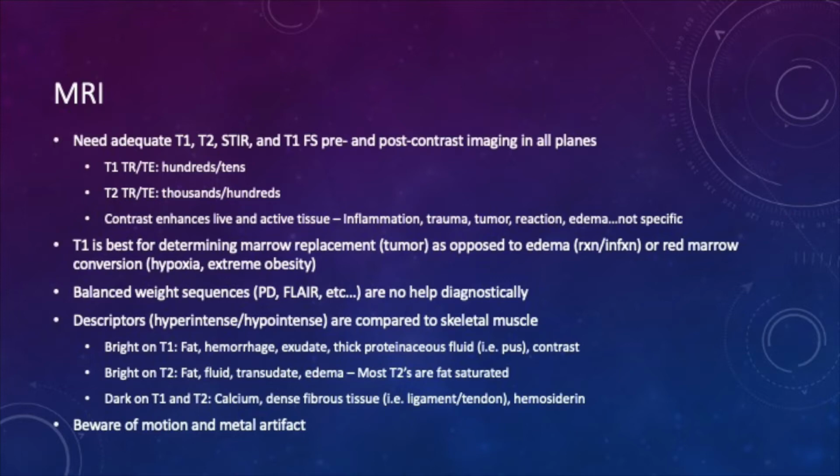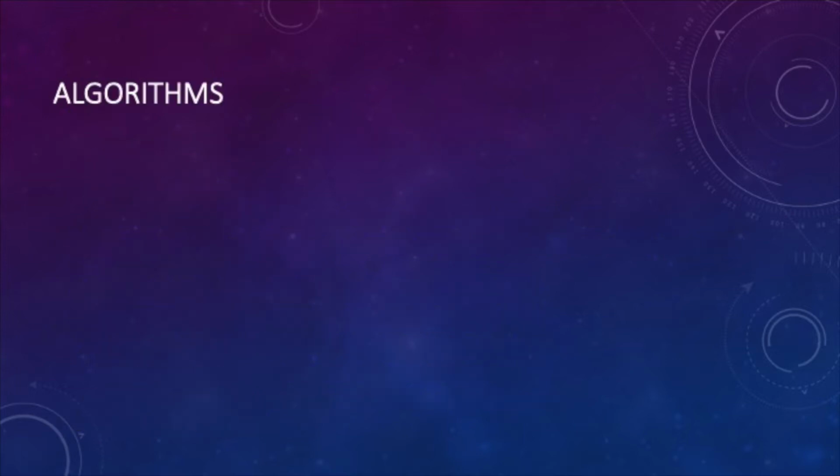If it's dark on T1 and T2, usually meaning jet black or close to it, it's usually calcium, like the cortex of bone, dense fibrous tissue like ligaments and tendons, or hemosiderin deposition. Beware of motion and metal artifact because this can change how things look on the T1 and T2 sequencing and create a lot of visual artifact and vacuum phenomenon around these things. So it can really screw with your imaging. So now we'll get to the algorithms.